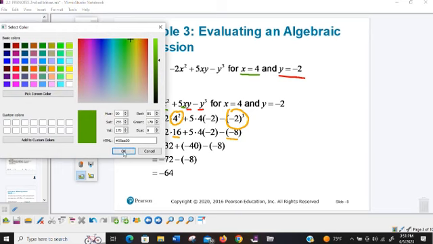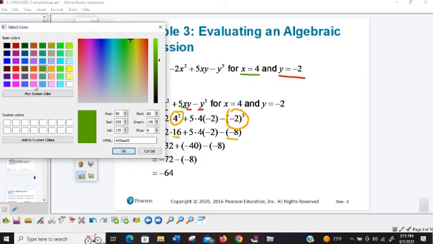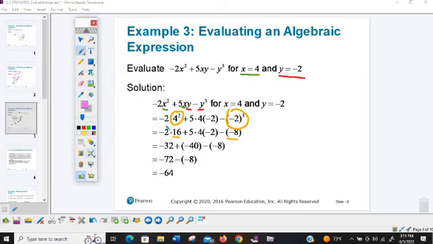On the next step, we're going to clear all the multiplication and division. So we're going to start here, and we're going to do that negative 2. Let me get a different color since I've already used green. We're going to do negative 2 times 16 here, and that's going to give me negative 32. And then here, I've got 5 times 4 times negative 2. Okay, that's 20 times negative 2, and that's going to give me the negative 40. And then we just bring down the minus negative 8. Now we've cleared all our multiplication. We didn't have any division.